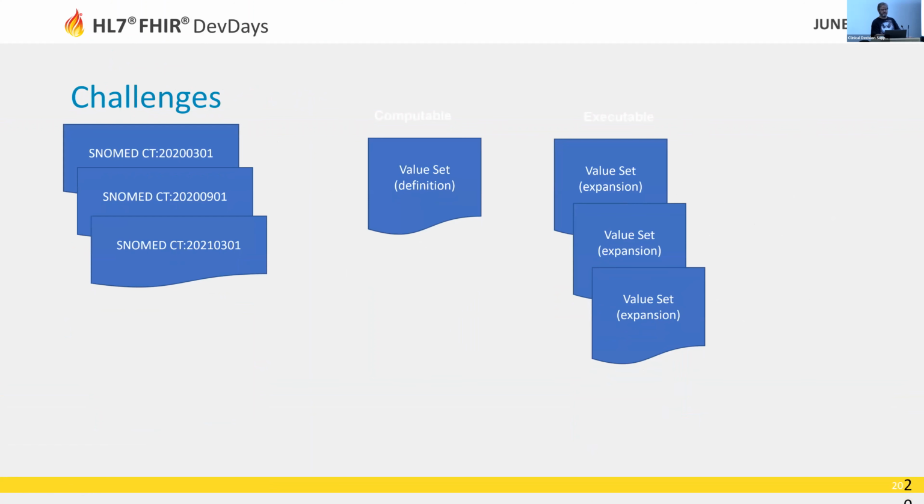But the challenge there is that, as I said, you've got different versions of SNOMED that are going to have different codes where it's a diabetes code. And so the expansion of that will change depending on what version of the code system you're using. But the meaning of that value set remains the same. It's diabetes mellitus. So in this space, we call that a computable definition and an executable representation.